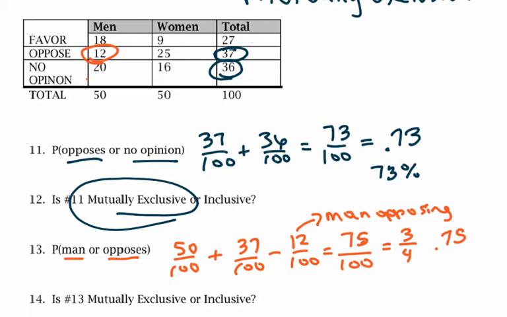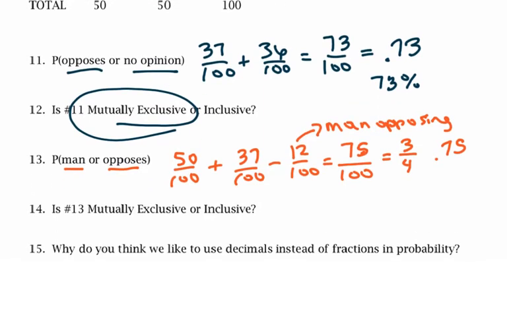Okay, and then the last question is number 13, mutually exclusive or inclusive? In other words, can the man be opposing and be a man? They can be, so that is inclusive. And then the last question, why do you think we like to use decimals instead of fractions in probability?